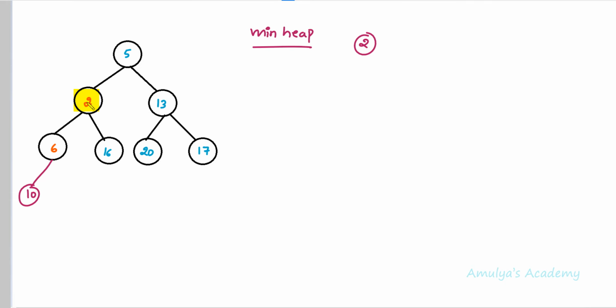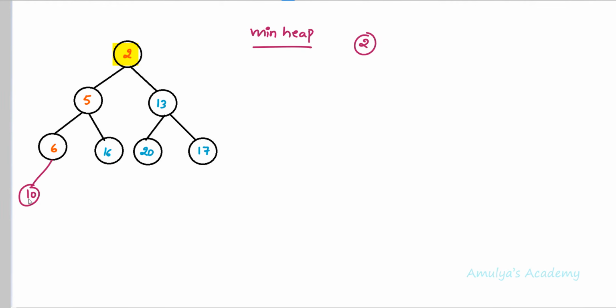Now we need to compare 2 with its parent node, that is 5. Its key is 5. Here we want a min heap. So this node is not following the min heap property. Now we need to place 2 here. So we need to swap these two numbers. 5 goes here and 2 will move here. We don't have any other node after this node, so we can stop the comparison now. Now here you can see every node is following the min heap property. So insertion is done successfully.